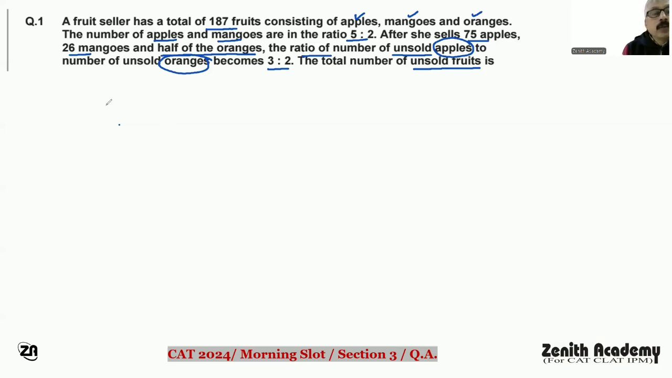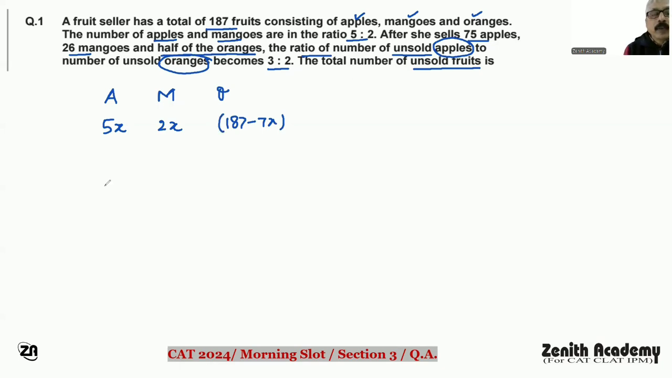Okay. So apple, mango, oranges. Initially, the ratio between the number of apples and mangoes is 5:2. So let us take it 5x, 2x. So remaining, 187 minus (5x plus 2x), 7x, is the number of oranges.